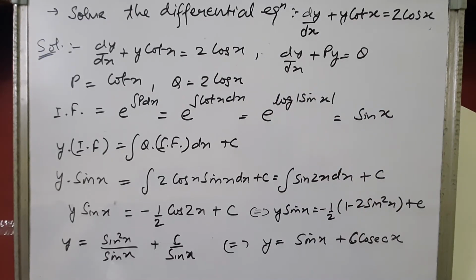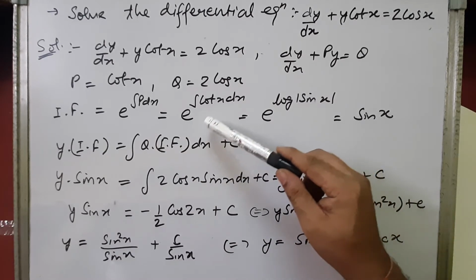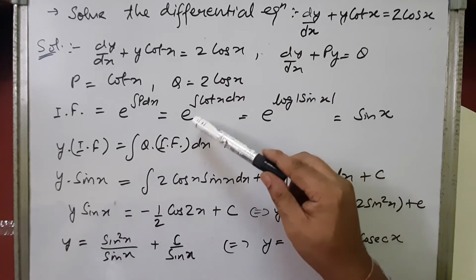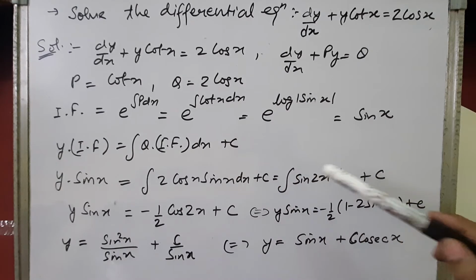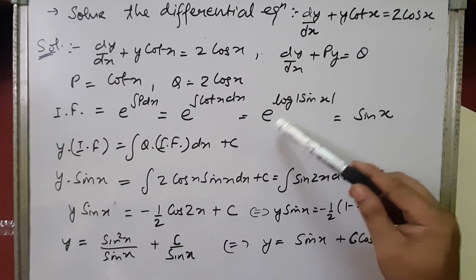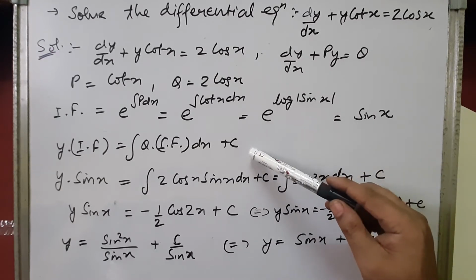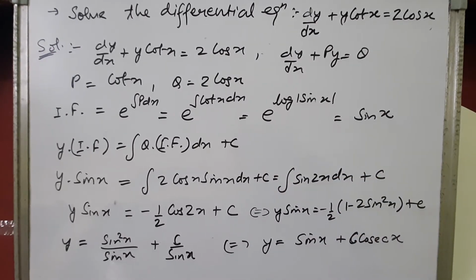Alright. Now we got the value of p. Let's calculate the value of integrating factor, which is e to the power integration of p dx. So when we put the value of p as cot x, we'll get e to the power integration of cot x dx. Okay, so the integration of cot x is log mod of sin x, e to the power log sin x will be sin x, right? Now we know the value of integrating factor. Let's write the value of integrating factor in the solutions.